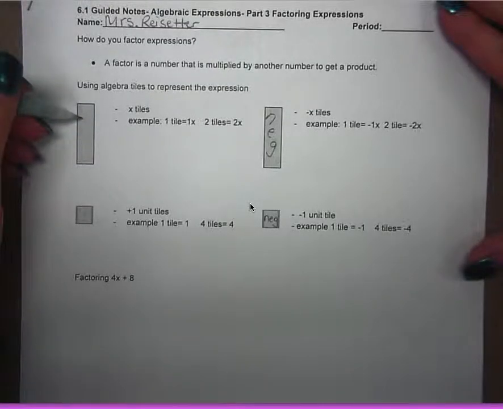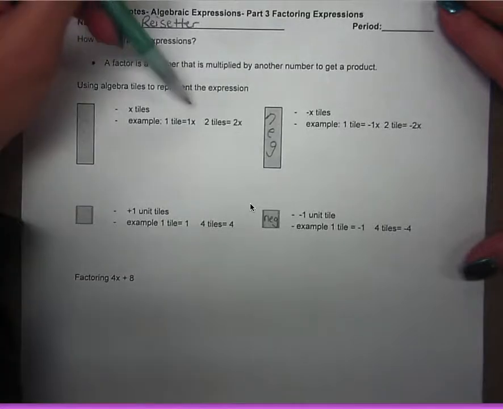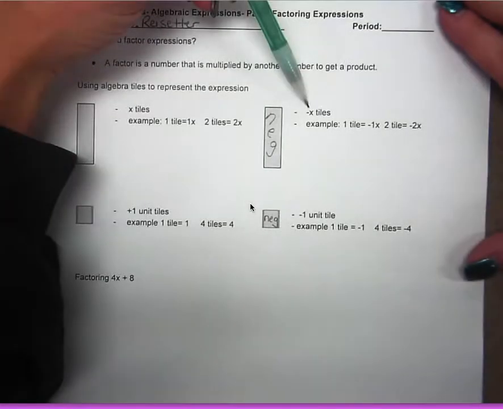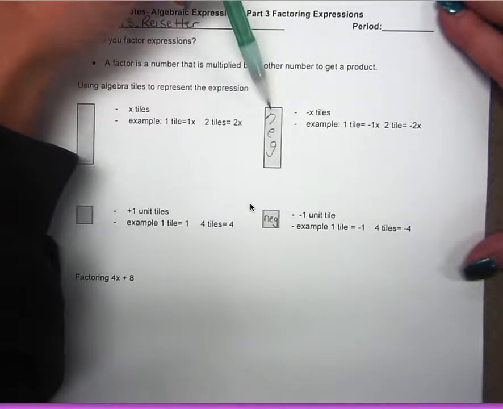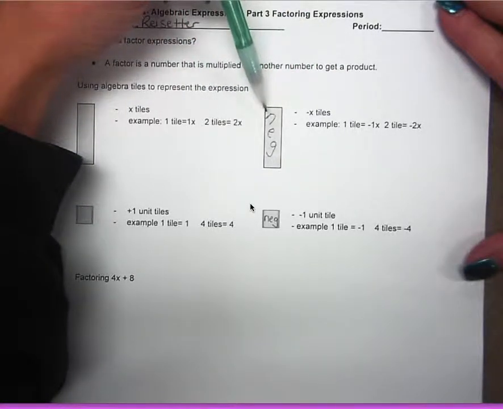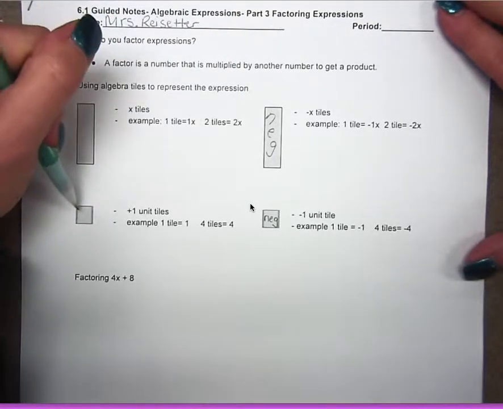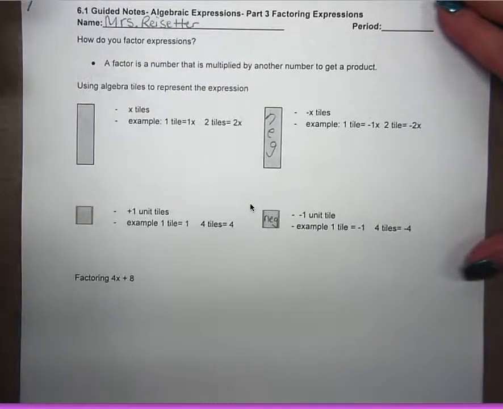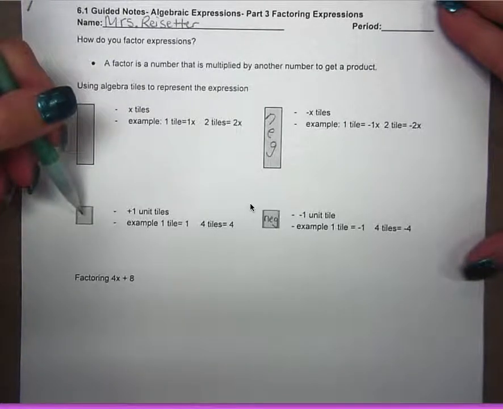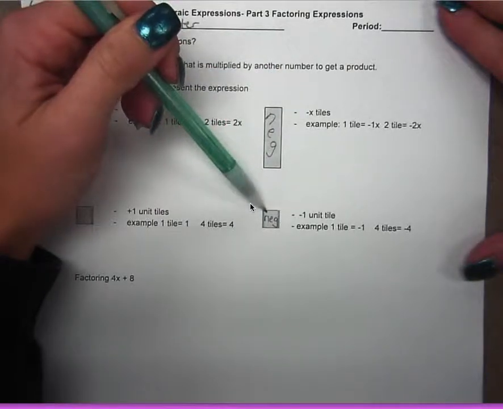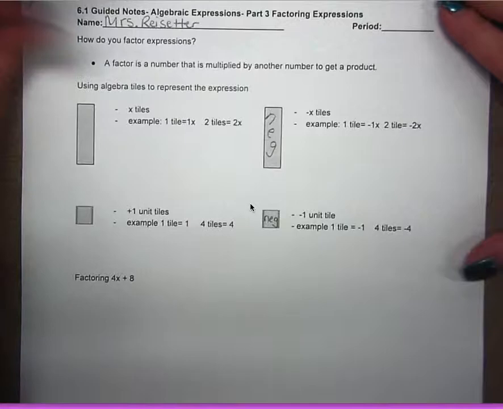So here we have a positive X tile where one of these would represent one X. If I had two tiles, it would represent two X's. And then so forth with our negative tiles. If I had one negative tile, that would represent negative 1x. If I had two tiles, it would represent negative 2x. Now here we have what are called unit tiles. So for every one of these, it represents 1. So if I have one tile, I have just 1. If I have 4 tiles, I have just the whole number 4. And then over here, we also have our negatives. So 1 negative represents negative 1. 4 negatives would represent negative 4.